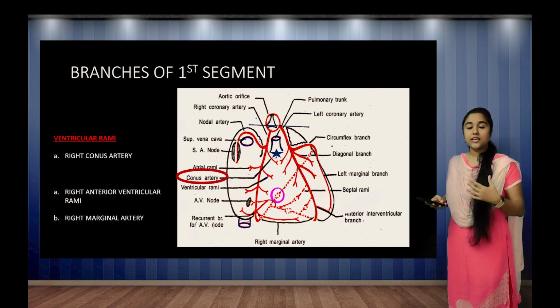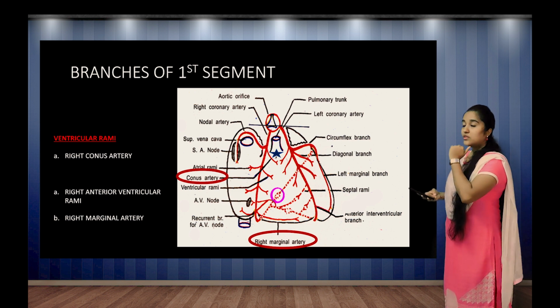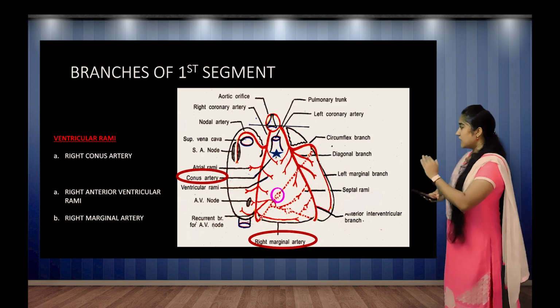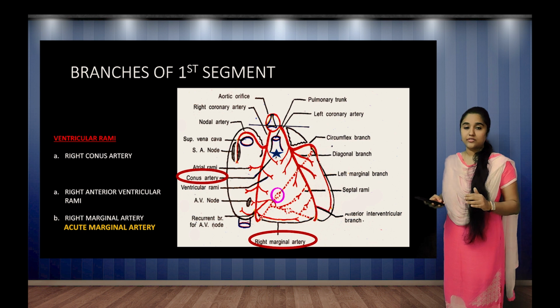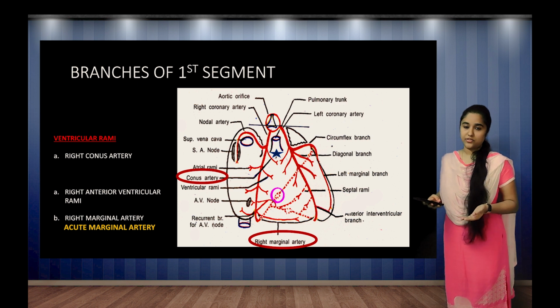Then you can see a larger or longer branch that is passing along the inferior border. That is referred to as the right marginal artery. This right marginal artery is also known as the acute marginal artery. So you have to remember that the other name for the right marginal artery is the acute marginal artery.